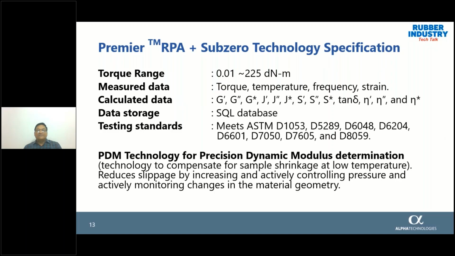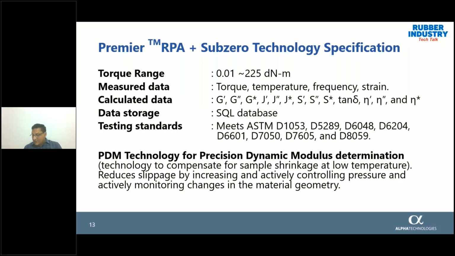The data storage is basically an SQL database, and on the ground of testing standards, it meets ASTM D1053, D5289, D6048, D6204, D6601, D7050, D7605, and ASTM D8059.